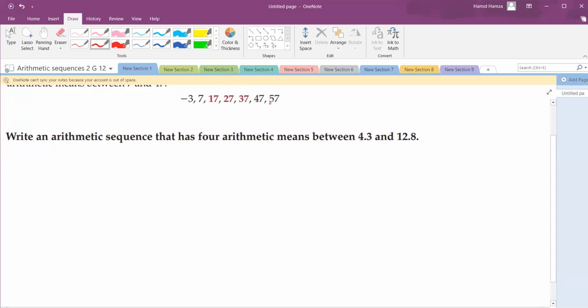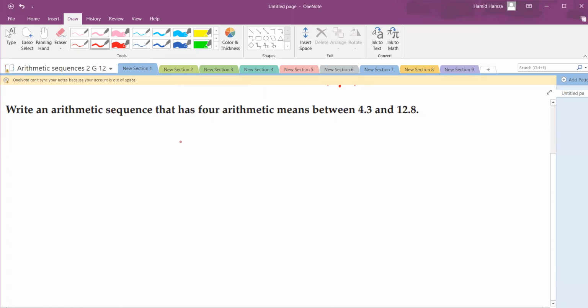For example, I have this arithmetic sequence. All terms between -3 and 57 are known as arithmetic means. Also, the terms between 7 and 47 are arithmetic means between 7 and 47, and so on like this. So in questions, he gives you two terms and asks you to insert arithmetic means between them.